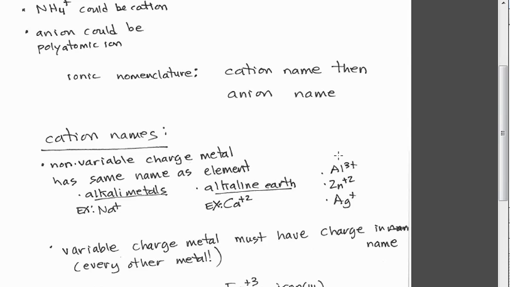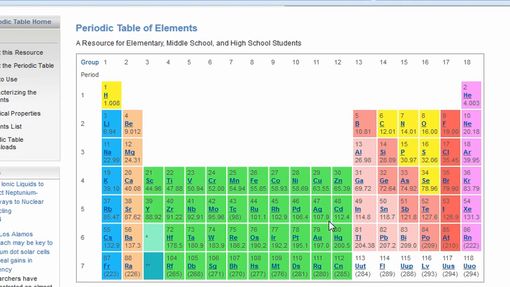Three other cations that you must know are aluminum, zinc, and silver. They have +3, +2, and +1. If we look at our periodic table, here's aluminum +3, zinc +2, and silver +1.